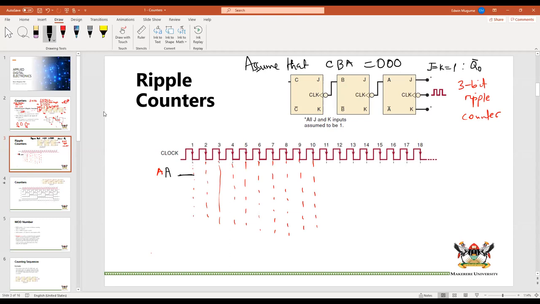Now, because the A is a one, it should toggle to a zero. It's a zero, it should toggle to a one and stay at one until the next clock transition. And because the J and the K are still 1, 1, it should toggle again back to zero. And it will stay at zero until the next clock, where it toggles to one until the next clock to zero. So you have this kind of action.